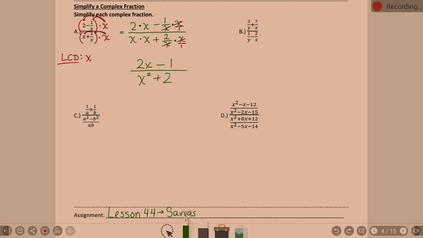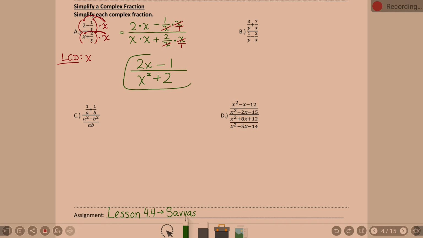Same questions as always. Does anything factor? 2x minus 1, does that have a GCF? No, because there's a 1 in there. X squared plus 2, does that factor? No, it's x squared plus a number. That's never going to factor into real pieces. Would that be a simplified answer? Yeah. Does anything cancel? No. No. That's it right there, folks.